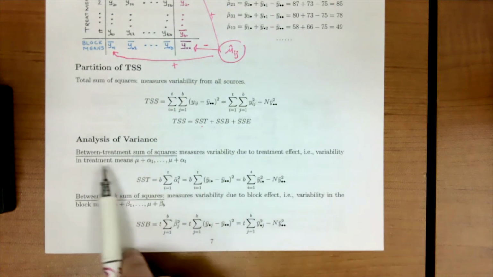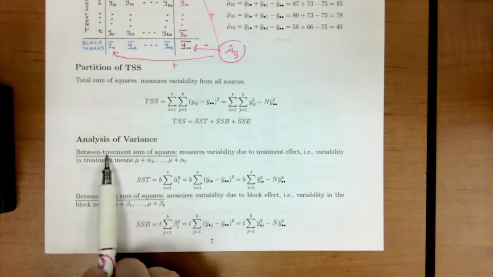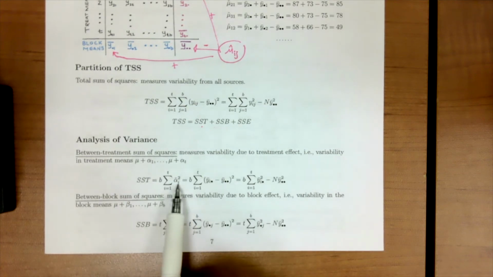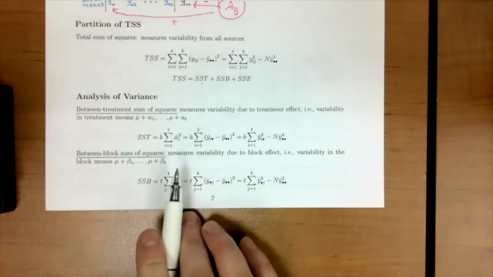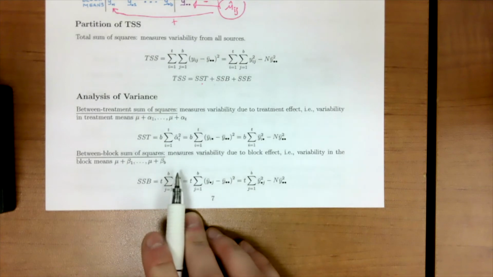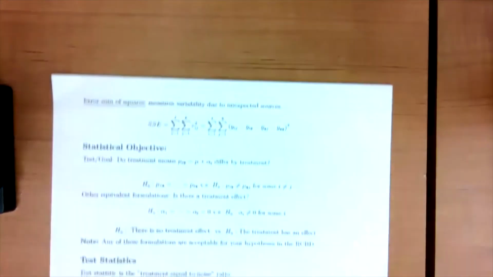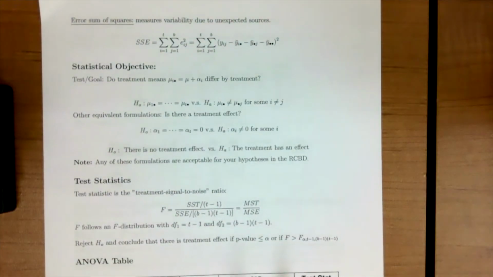Again, notice that our sums of squares treatment, this is doing the within, it's our alpha. It's measuring the variability due to the treatment. We have our sums of squares block, which is going to measure the variability due to the block. We have our sums of squares error.